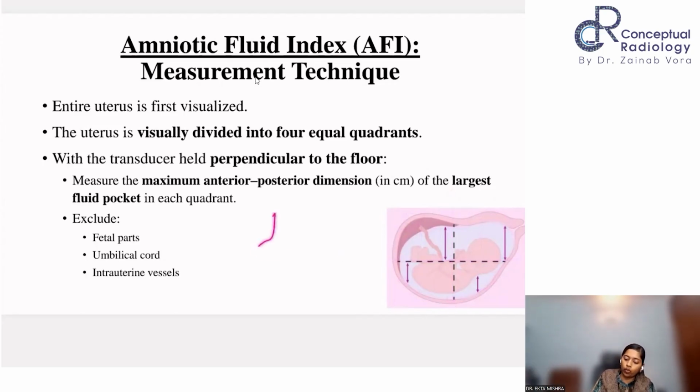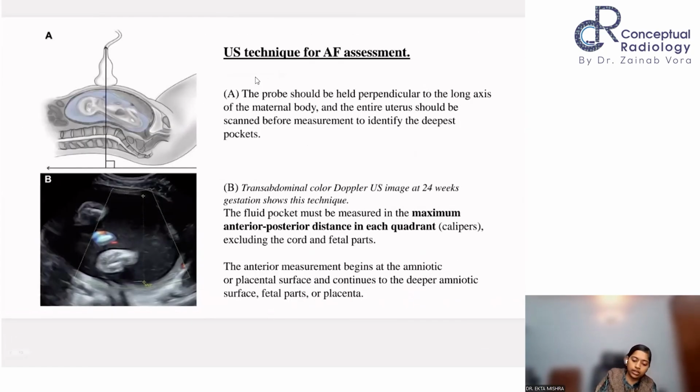Okay. Your probe should be perpendicular, 90 degrees to the surface of the maternal abdomen. And then you measure the maximum anteroposterior dimension in the largest pocket that you could see in that quadrant. Exclude the cord, exclude the fetal parts while taking this measurement. So see, this is the probe. Now it is held perpendicular to the maternal abdomen. Before choosing the particular pocket, I believe you have screened the entire uterus and you found this is the most reasonable pocket of fluid that can be measured.